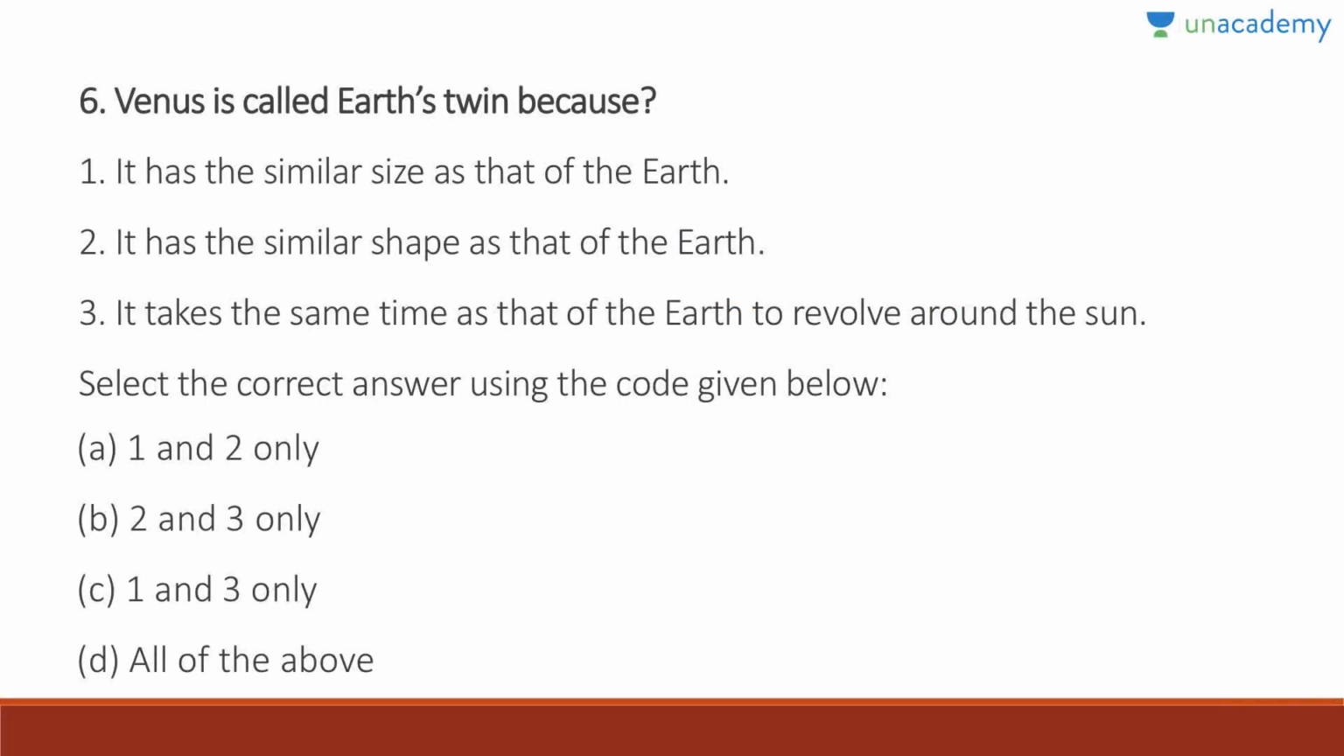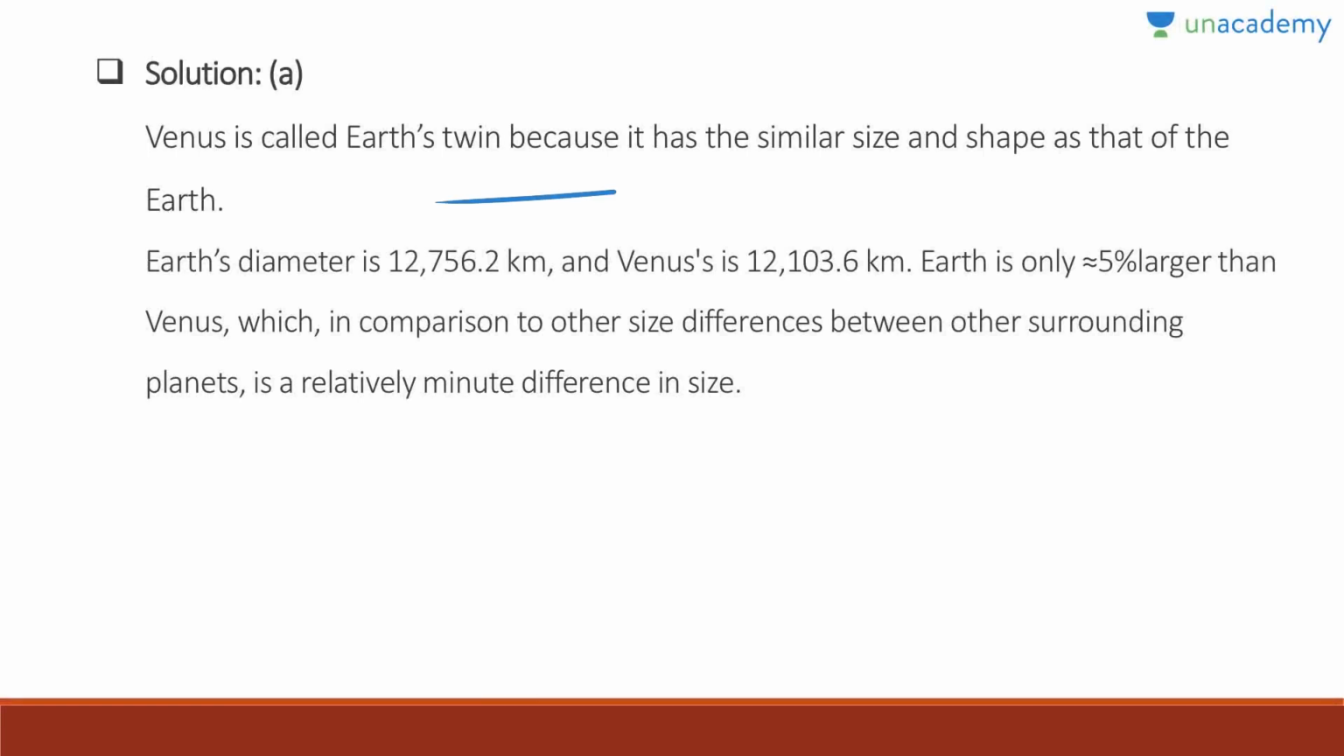Question number 6. Venus is called Earth's twin because what is the reason? This is because it has a similar size and similar shape as that of the Earth, and it takes the same time as that of the Earth to revolve around the sun. This is absolutely wrong. It is impossible. Okay. So Venus is called Earth's twin because of the size and the shape. So answer here is A, 1 and 2.